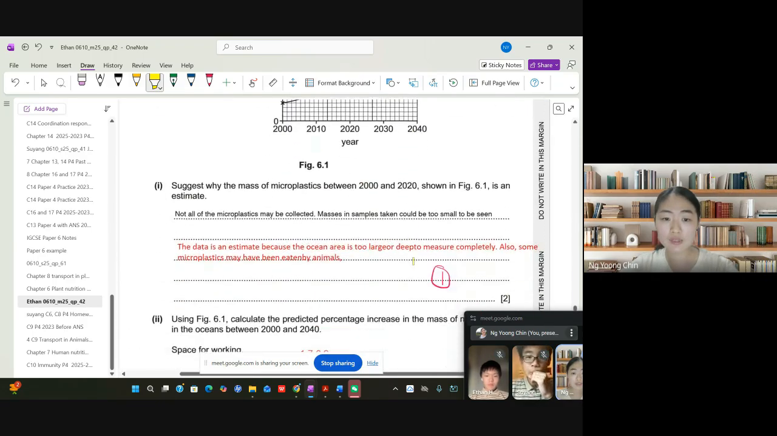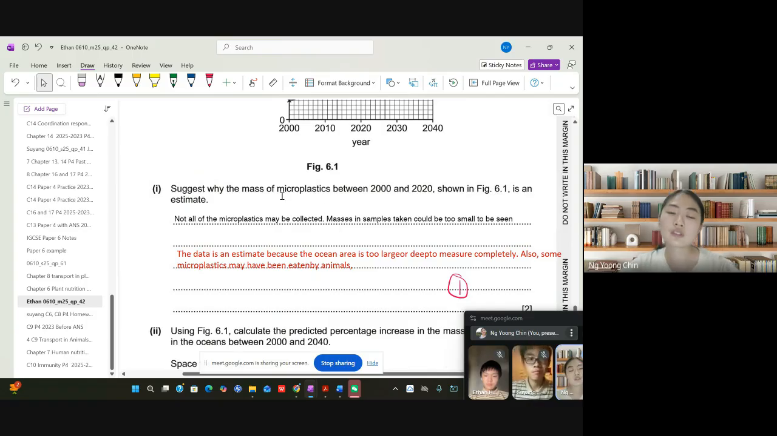Okay, and then for this one, this is a bit tricky. I think the exam has not come out with this kind of question before, but I'm not sure about your batch. Maybe because I saw this kind of question, which you didn't learn before. It's just about your common sense. Microplastic is just plastic, and you know that plastic is indigestible material. You cannot digest plastic. This is common sense. So that's why the mass between 2000s and 2020 is an estimate.